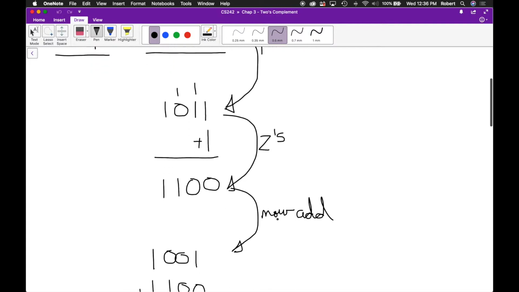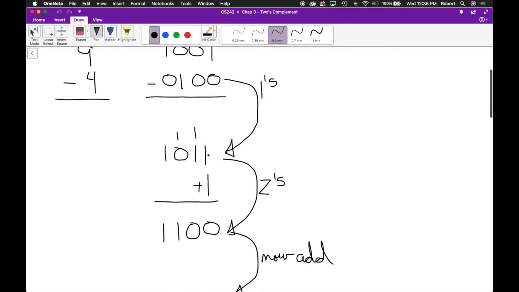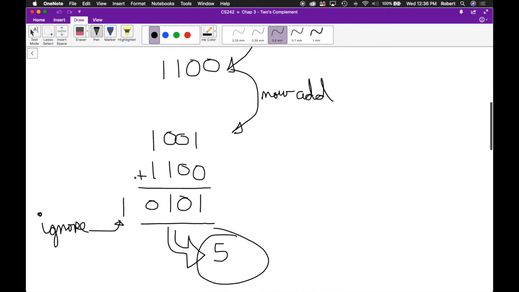Okay, so now that I have this, let's take our original number, which is 9. And so now I take that 9 and I add it to the 2's complement. So see, that's how you work with negative numbers in binary. You convert the negative number into its 2's complement and then you add it.